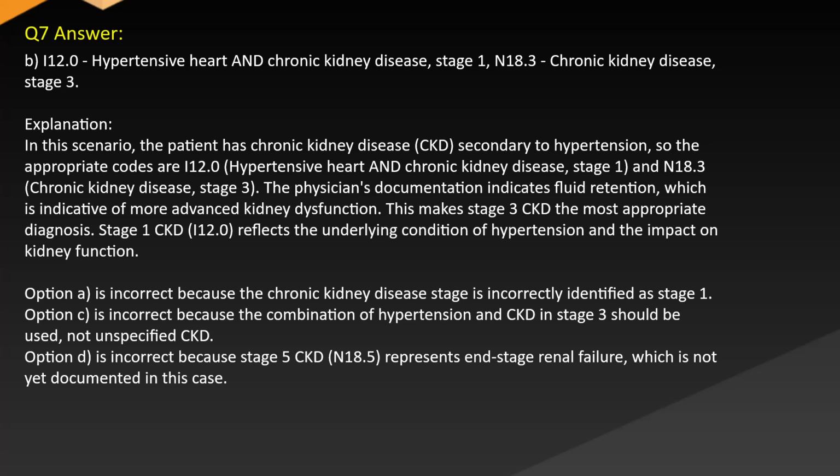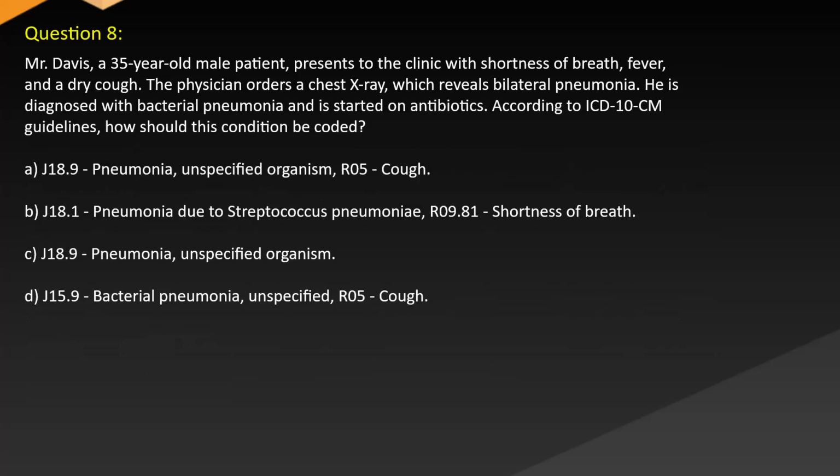Option A is incorrect because the chronic kidney disease stage is incorrectly identified as stage 1. Option C is incorrect because the combination of hypertension and CKD in stage 3 should be used, not unspecified CKD. Option D is incorrect because stage 5, N18.5, represents end-stage renal failure, which is not yet documented in this case.